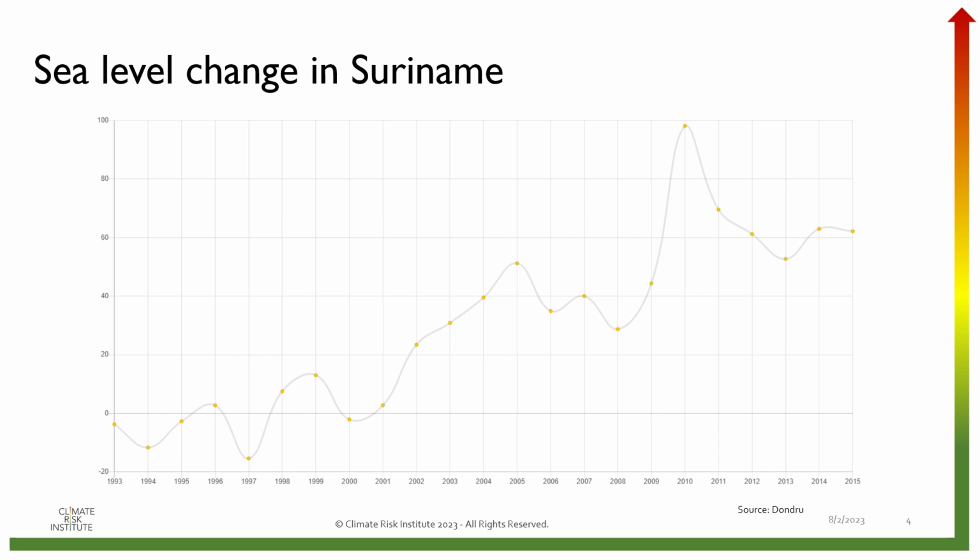This graph shows the change in sea level in millimeters from 1993 to 2015 and is from the Dondru Climate Change in Suriname site. Though we need to be careful about drawing conclusions when we have a shorter historical record, generally we can observe sea level change is trending upwards.